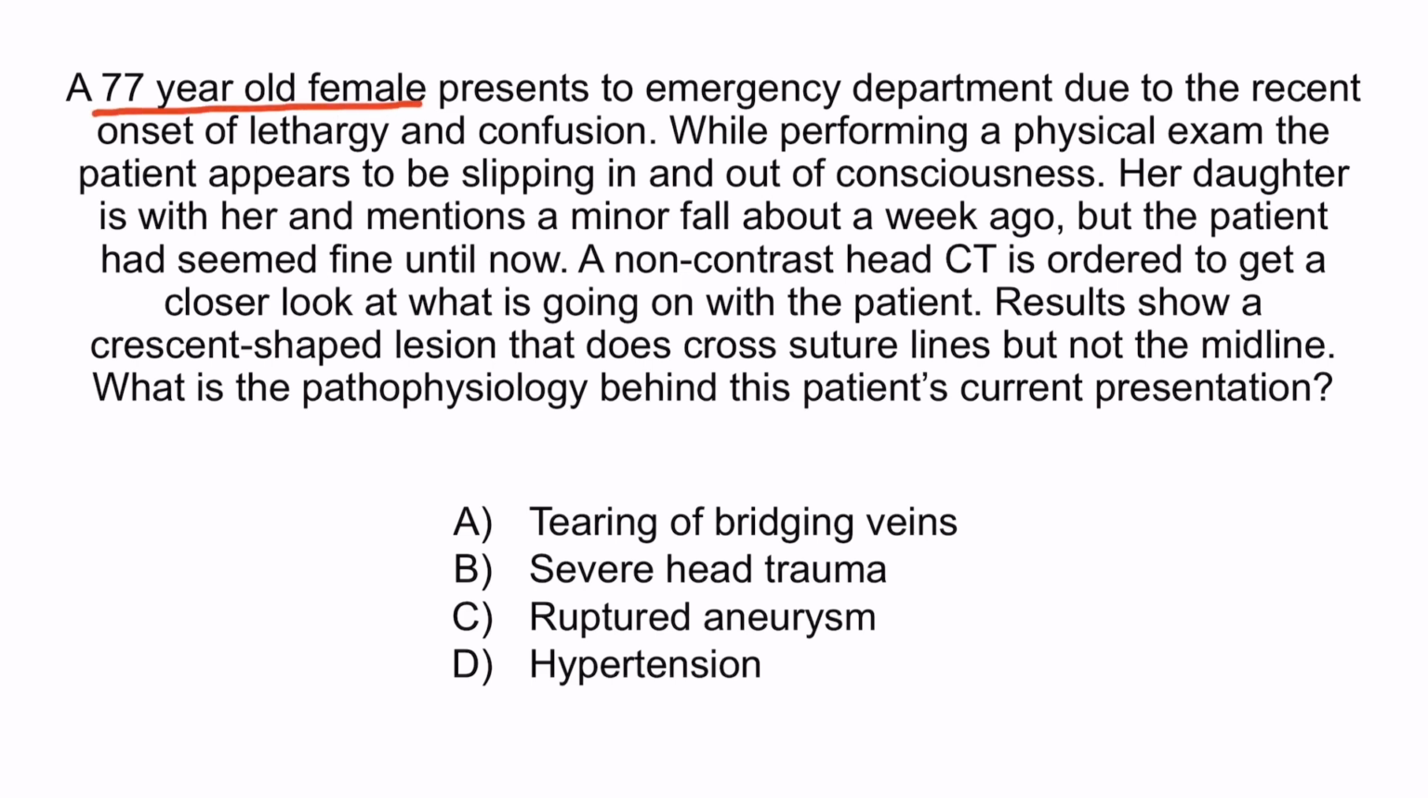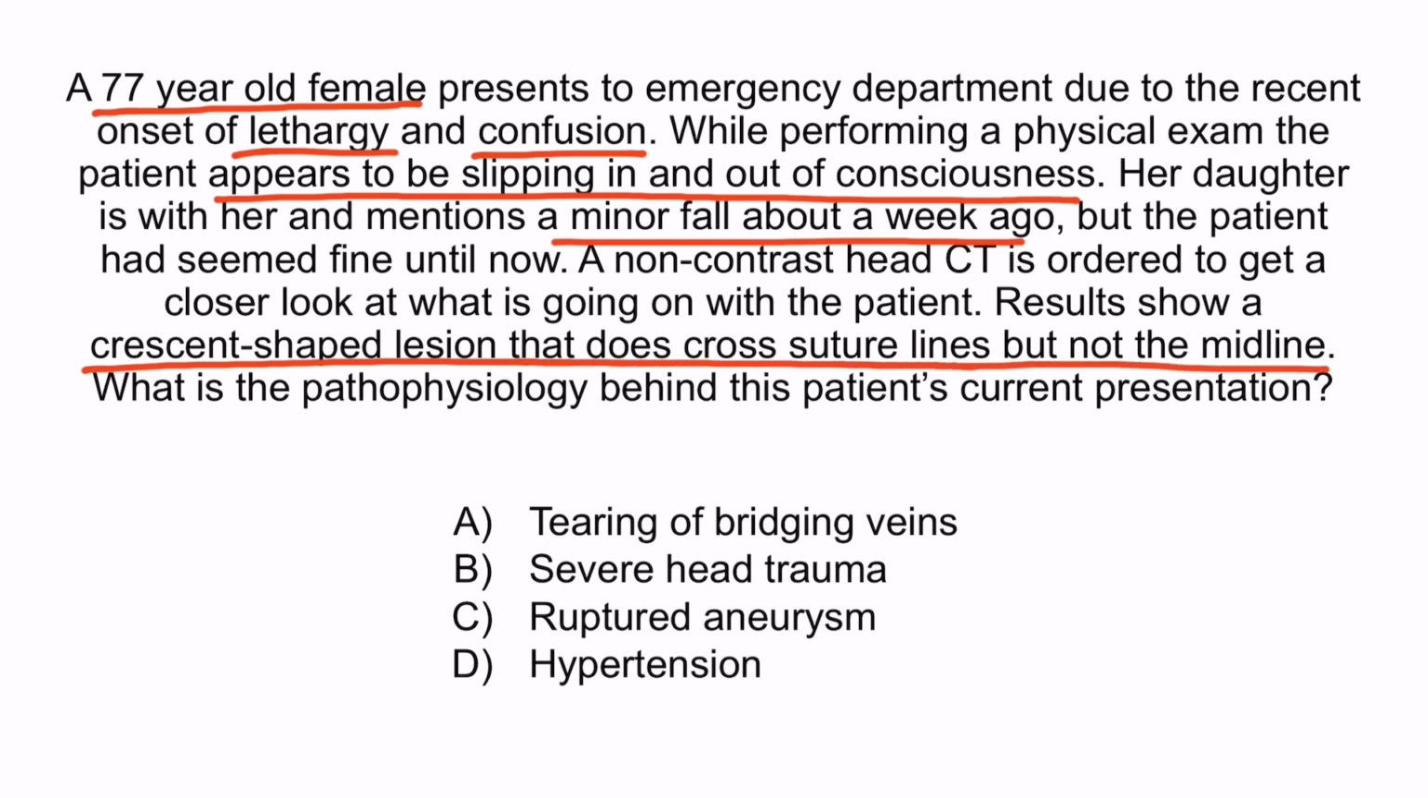This 77-year-old woman presents with lethargy, confusion, and loss of consciousness. Additional history reveals a minor fall about a week ago. Non-contrast head CT shows a crescent-shaped lesion which crosses suture lines but not the midline. Based on the patient's head CT, she has a subdural hematoma, which is often caused by tearing of the bridging veins during a minor fall in a patient with cerebral atrophy, such as an elderly patient. Therefore, answer choice A is correct.